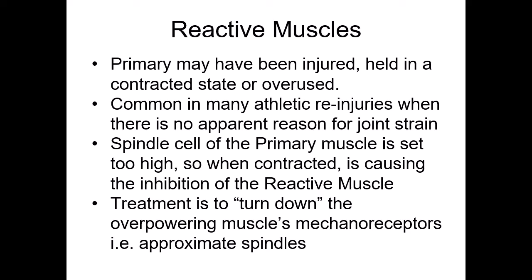Using a good patient history, as well as identifying tight, tense muscles and pain patterns, can give us the clues as to which muscles we should begin with for functional muscle testing. These are found commonly in many athletic re-injuries when there is no apparent reason for joint strain. The spindle cell of the primary muscle is set too high, so when contracted, it's causing the inhibition of the reactive muscle. Treatment is to turn down the overpowering muscle's mechanoreceptors, i.e., approximate those spindles together.